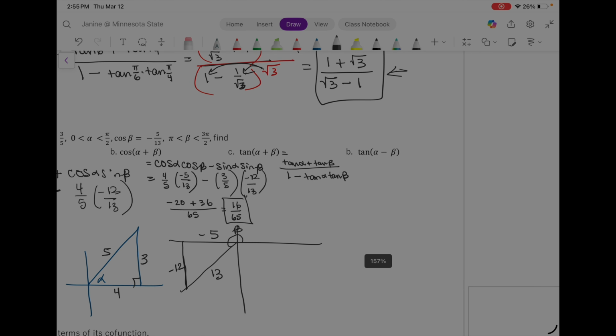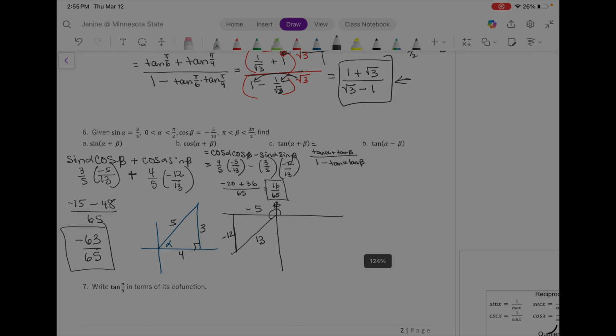All right, I'm looking at my pictures. Should have given myself more room here. Tangent alpha is 3/4 plus tangent beta. Negative over a negative will be positive. 12/5 over 1 minus tangent alpha times tangent beta. All right, some cleanup here.